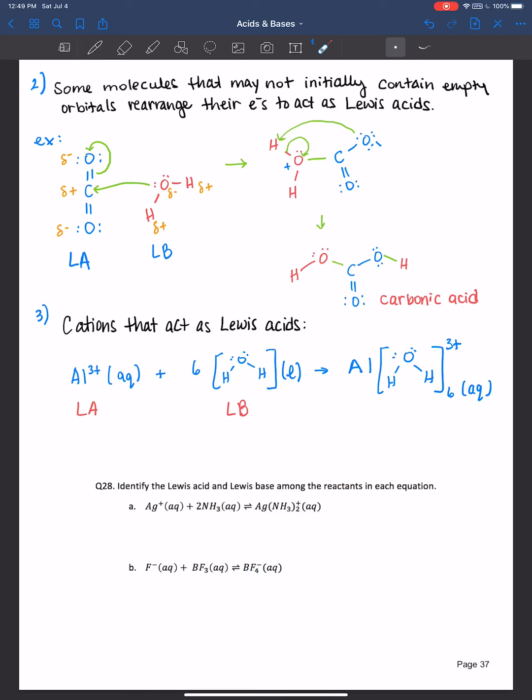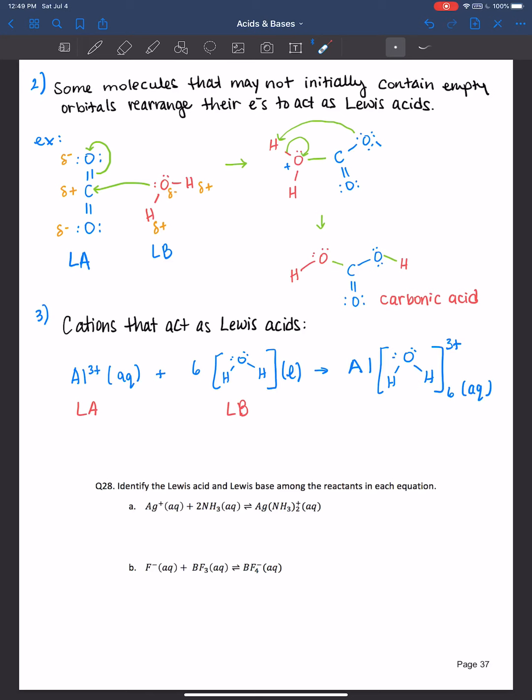So you're going to see oxygen species and nitrogen species. They're great Lewis bases, especially if they're partnered up with some sort of transition metal or aluminum cation. They all have a positive charge and empty orbitals to house other electron pairs.